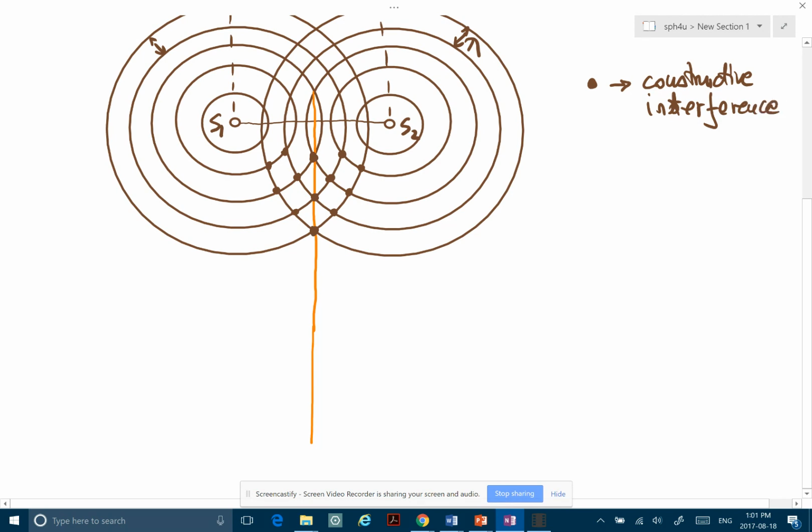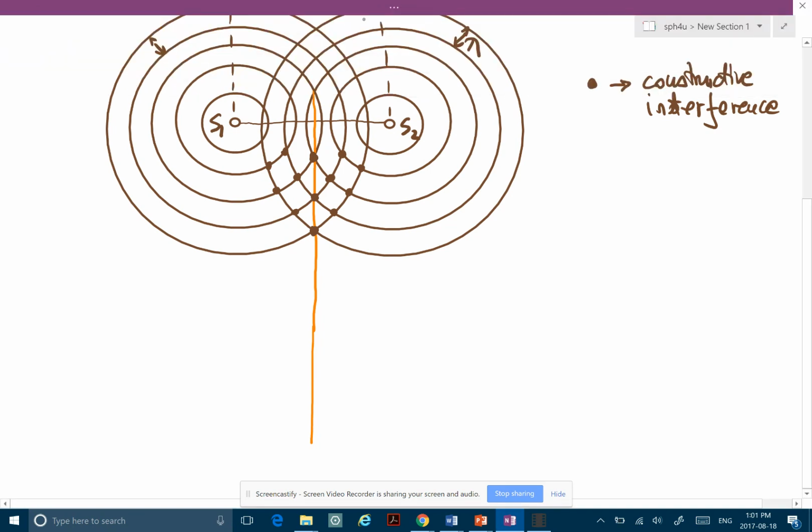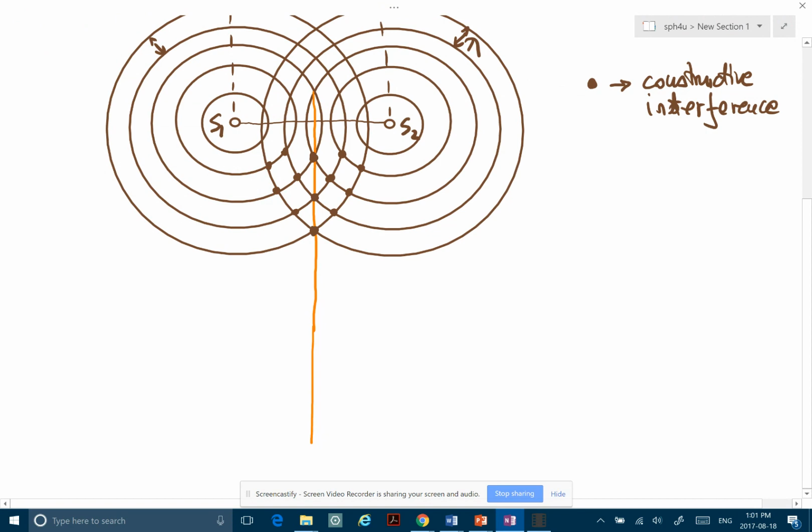Now, where does the destructive interference happen? The destructive interference will happen when a crest and a trough meet each other. Remember, the waves have to be out of phase. Two waves out of phase will actually cause a destructive interference in that region. So let's put them in red. Before I do that, let's draw some troughs in here. So here are a few, just so that we get an idea, and here are the ones from the other side.